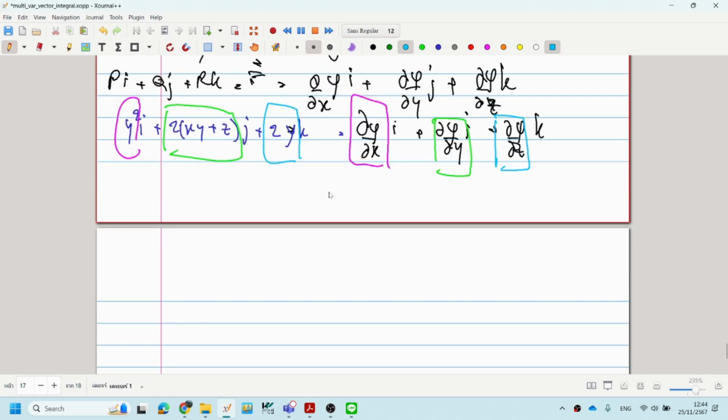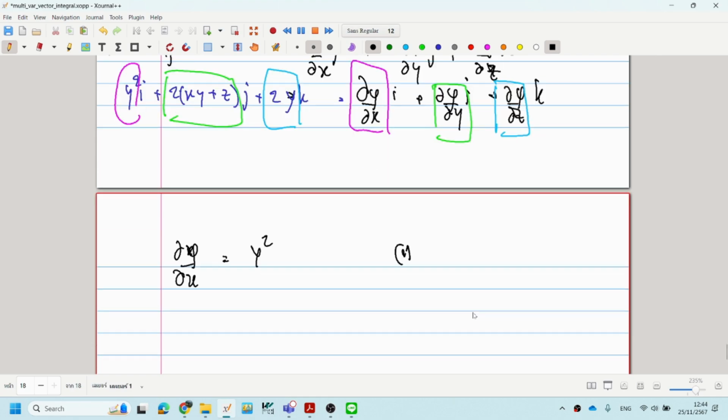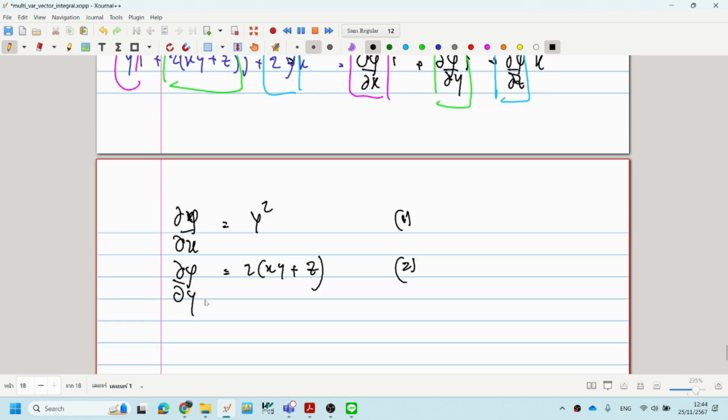Okay, I add a new page. Set up ∂φ/∂x equals y², equation number one. Equation number two, ∂φ/∂y equals 2xy plus z. For the third equation, ∂φ/∂z equals 2y, right? To 2y. Third.